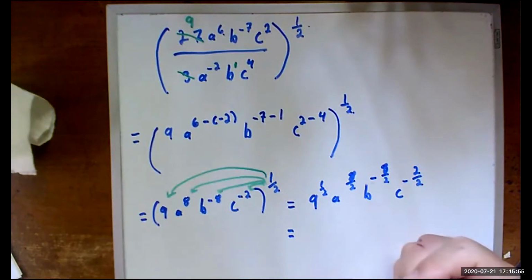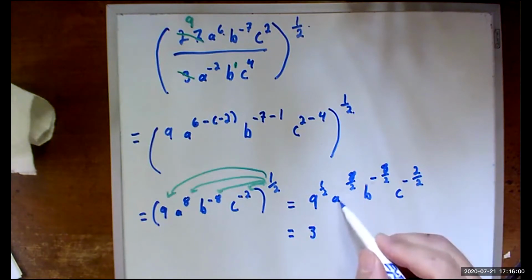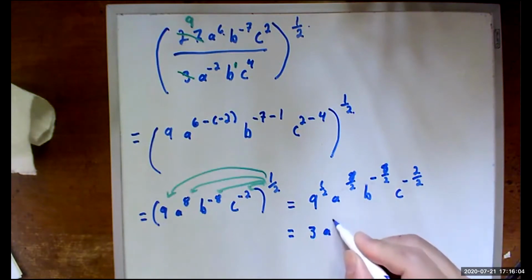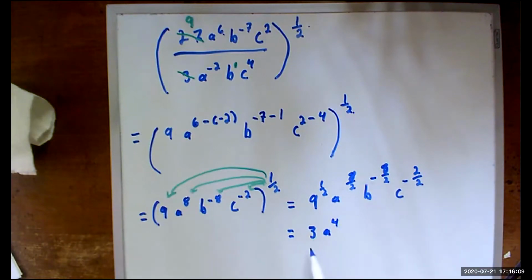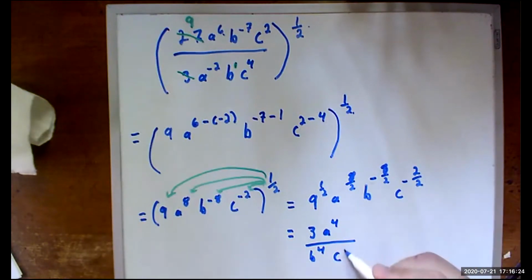Nine to the 1/2 is the same as asking for the square root of 9, so it becomes 3. A to the power of 8 over 2, 2 goes into 8 4 times, so we have a to the power of 4. The negative tells us we want it on the other side of the fraction line, so the b is going to come down, and again 2 goes into 8 4 times, so I have b to the power of 4. C is negative, so it too comes to the bottom of the fraction, and 2 over 2 is to the power of 1, so we don't need to write anything, and we can finish off there.